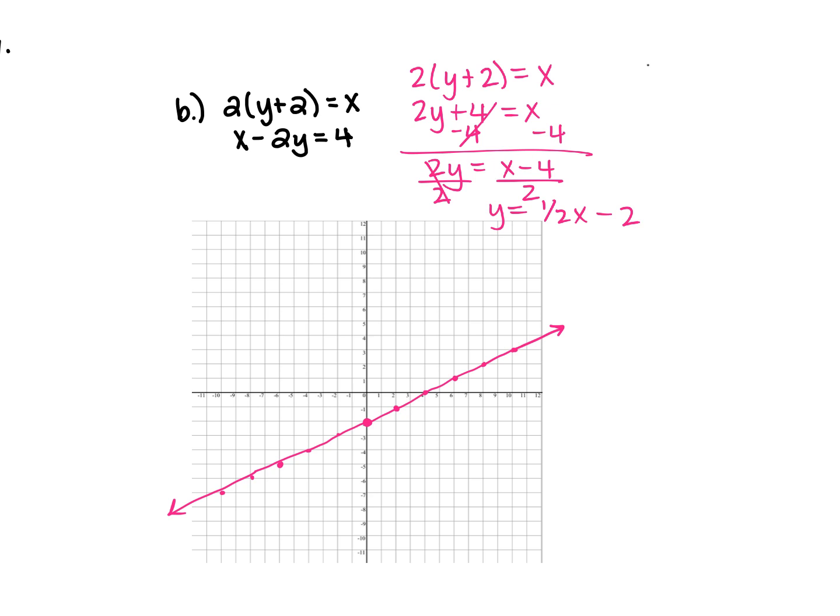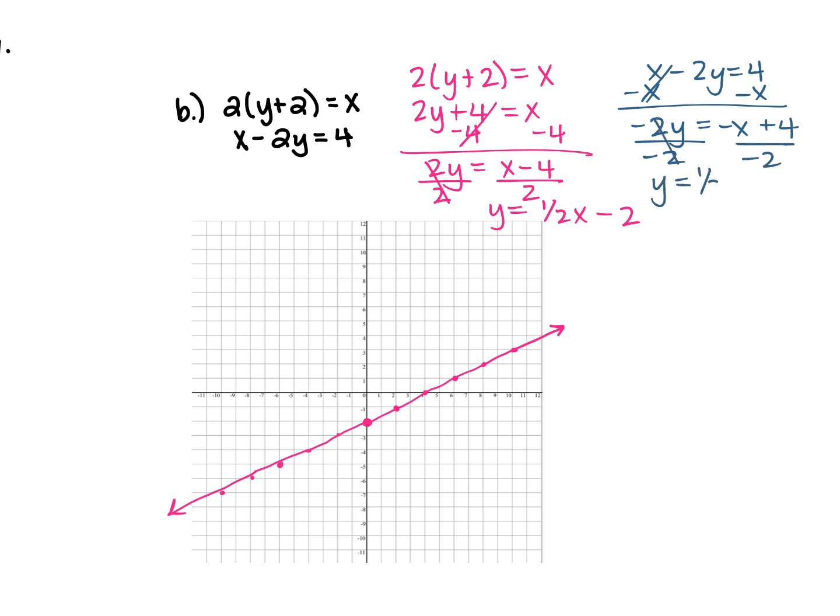Our next, we have x minus 2y is equal to 4. So for this one, we're going to subtract the x over first. That gives us -2y is equal to -x plus 4. And then we divide each side by the -2, giving us y is equal to positive 1/2 x minus 2.